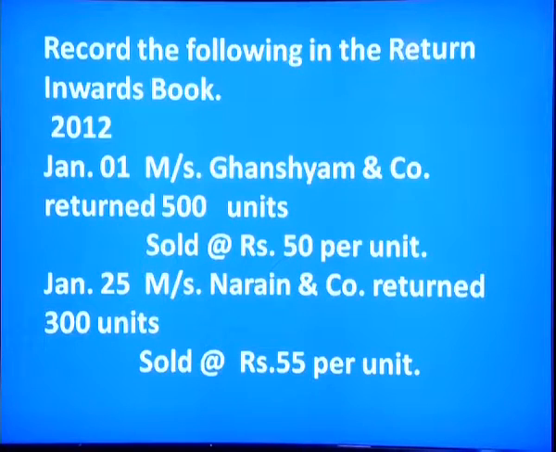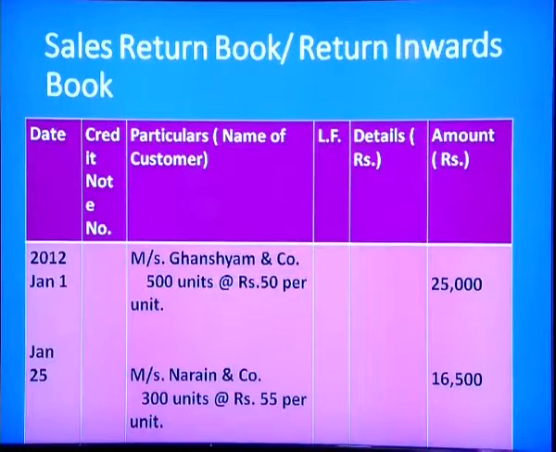We have one more question for the returns inwards book. Here I have given the names of the purchasers in the sales returns book with the details, and we have the answer, the sales returns book. How can we prepare it? We write in the particulars column the name of the particular party, Messrs. Ghanshyam and Company. What has he returned? 500 units of a particular thing at rupees 50 per unit. 500 into 50 will give you 25,000. So in the outer column that amount will come.